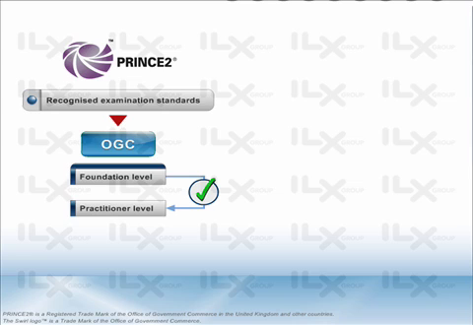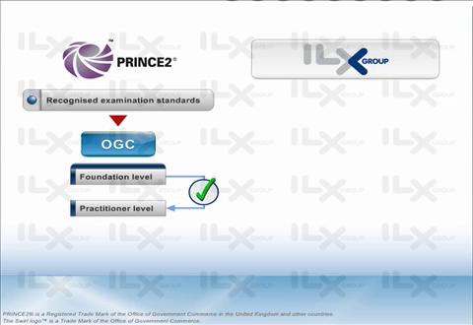This foundation course has been specially configured to give you all the information and training that you will require to confidently take the PRINCE2 Foundation examination. Should you wish to go on and take the practitioner examination at a later stage, then ILX can provide all the necessary additional training materials.